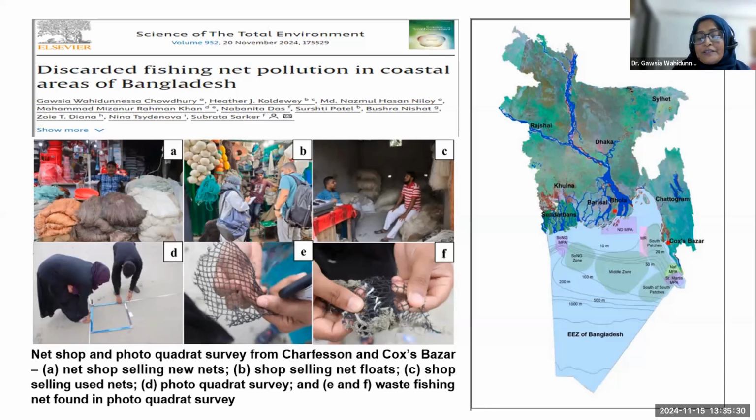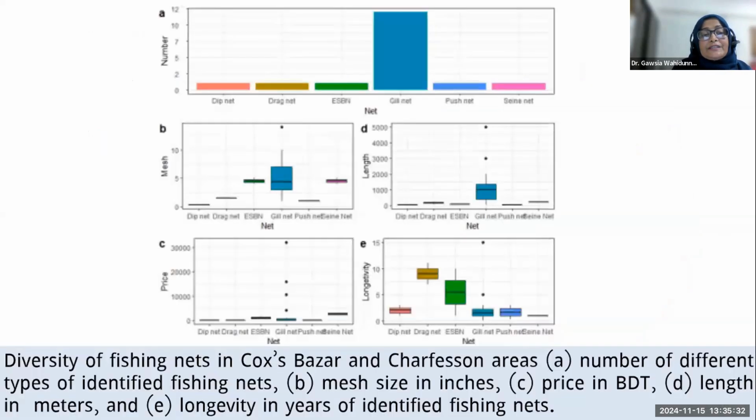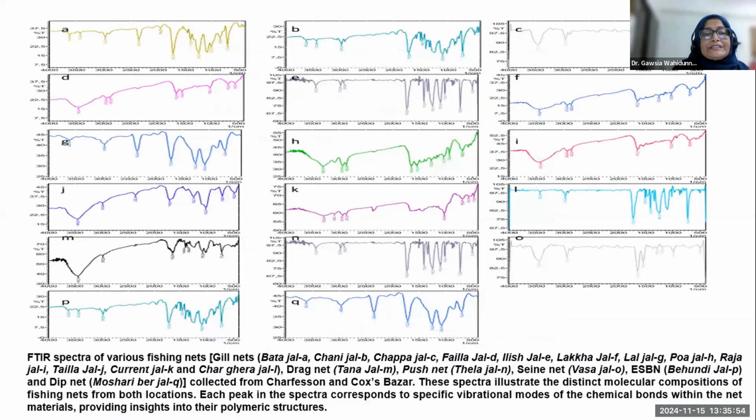We also did our riverbank survey, and here we are measuring the mesh size of fishing nets and the diversity of fishing nets in Cox's Bazar and Chorfashion. This graph shows the number of different types of identified fishing nets, the mesh size in inches, the price in BDT, the length in meters, and the life cycle of the fishing nets. And these are the FTIR spectra of various fishing nets; you can see the different types of fishing nets in the graphs.